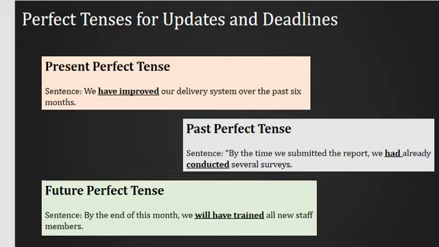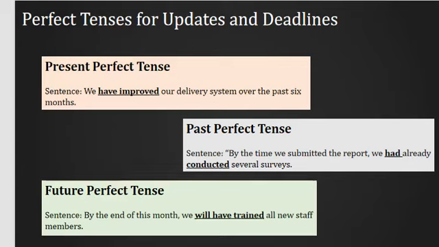Last but not least is past perfect tense. The form is had plus past participle verb. We use the past perfect tense to describe an action that was completed before another past event. For example, by the time we submitted the report, we had already conducted several surveys. This sentence tells us that the surveys were done first, then the report was submitted. So it's useful in business to show sequence, preparation, or actions that laid the groundwork for something else.